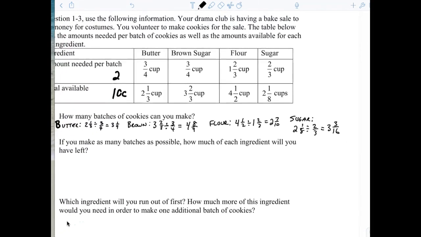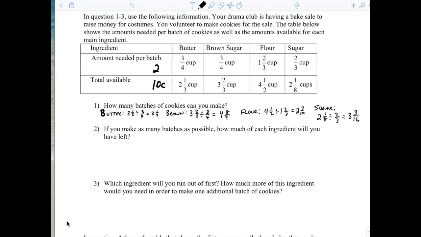So now I'm back to the question. How many batches of cookies can I make? How many batches? Right, only 2. If I try to make 3, I'm going to run out of what? I'm going to run out of flour.